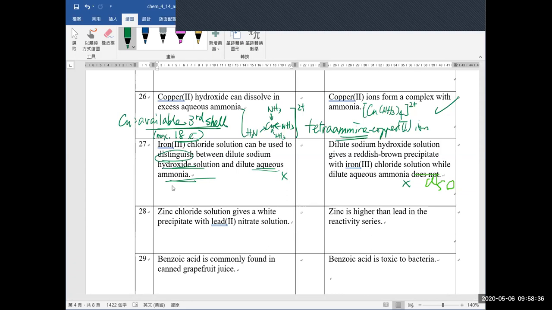Can be distinguished by iron 3 because of what? Both are alkaline, both will contain hydroxide ion, which will react with iron 3 to form the same color of precipitate. Same precipitate will form. So the observation is the same. So you cannot use iron 3 chloride solution to distinguish the two alkalis. Do you understand? So both have got hydroxide ion. Do you understand?